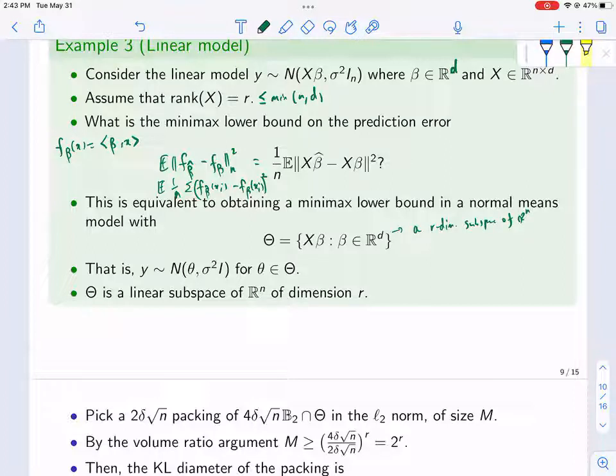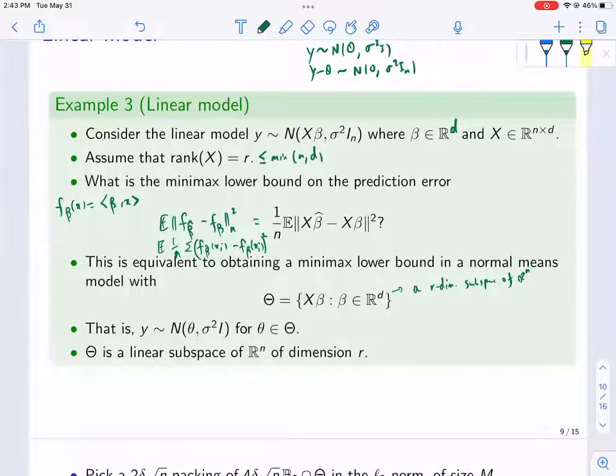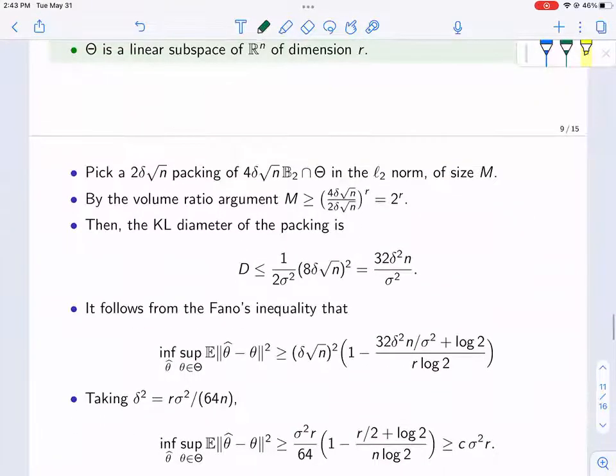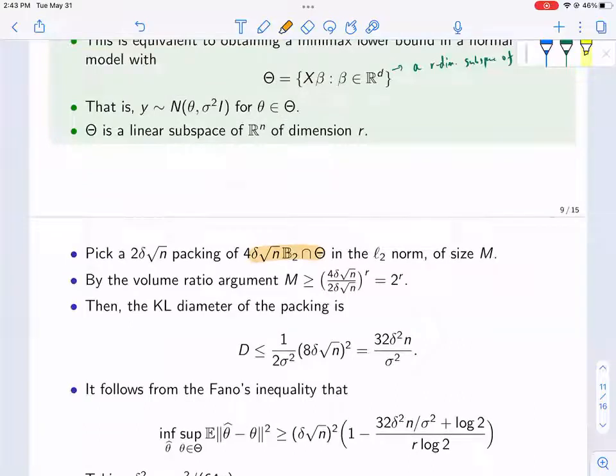There are at most r linearly independent columns. So this is the collection of all possible linear combinations. So this spans a subspace of dimension at most r. Okay, so now we can go through a similar argument. I'm going to patch this argument a little bit. We had a 2 delta root n packing of this ball. Now I'm going to intersect this with theta. So I want a 2 delta root n packing of this ball intersected with theta.